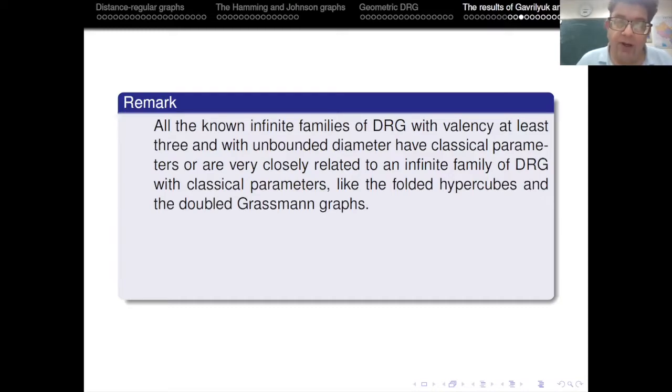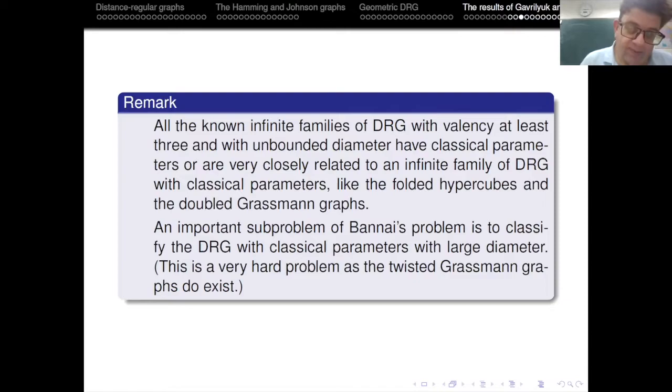have classical parameters. An important subproblem, a nice problem which I discussed on the first day, is to classify the distance-regular graphs with classical parameters with large diameter. This is already a very hard problem as the twisted Grassmann graphs do exist. I think they are, at the moment, the most difficult problem, or maybe the quadratic forms graphs or so, but I would think the twisted Grassmann graphs.